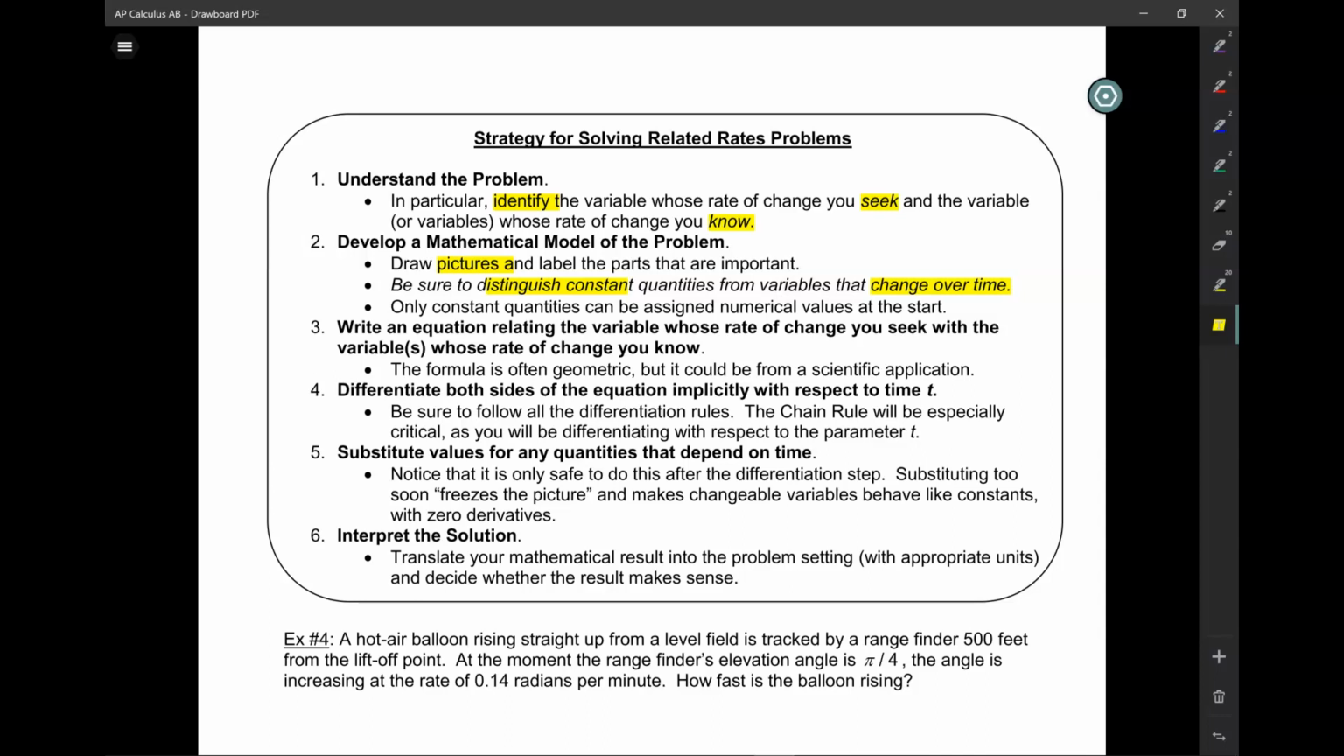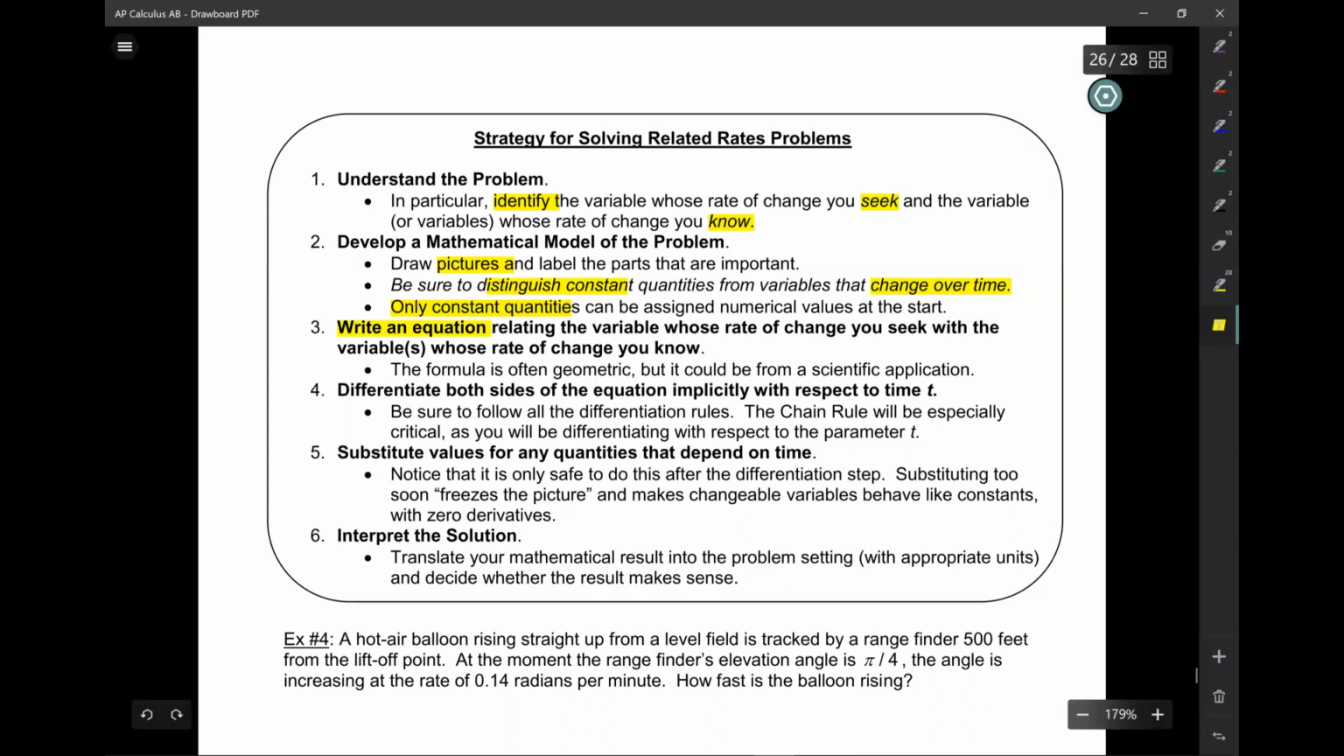Now, students are always very eager to put in values, right? Only constant quantities can be assigned numerical values at the start. Everything else, you have to take a derivative, then put in values. Again, because if you just put in values from the beginning, then everything will be 0. You get 0 equals 0, and you're like, oh, all reals. No. Okay?